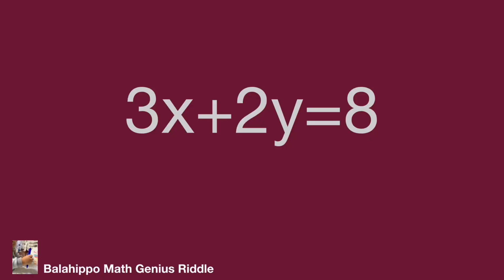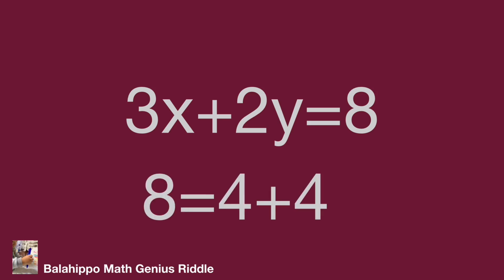We already solved this problem, but the method was heavy. Let me show you a cleaner way, and it takes less than a minute. Instead of solving for y, I'm going to split 8 into two equal parts, 4 and 4. Why? Because symmetry creates control.